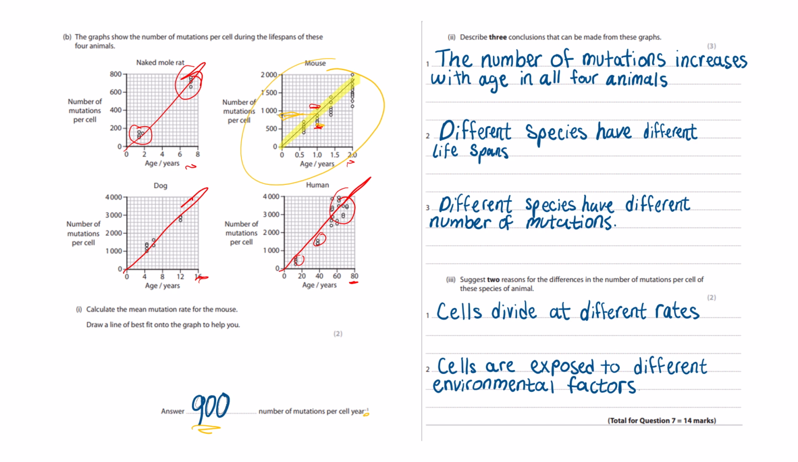Now, suggest 2 reasons for the difference in the number of mutations per cell of these species of animals. Well, number 1, cells divide at different rates. Number 2, cells are exposed to different environmental factors. Different environmental factors can lead to different mutations, okay?